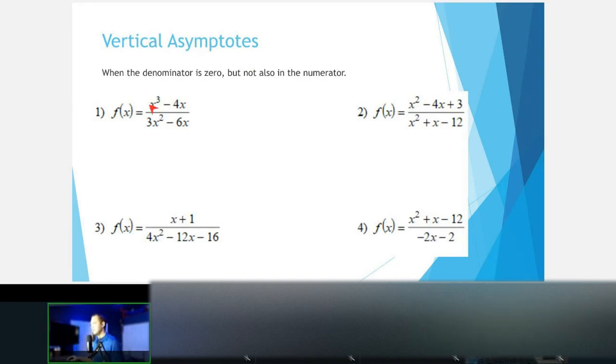VAs occur when your denominator is equal to zero. And that's because you can't divide by zero, right? Anything divided by zero gives you undefined, right? So that's when VAs occur. You might want to write that in your notes: VAs occur when the denominator equals zero, because you're going to be using this. This is huge. So VAs, it's when your denominator equals zero.